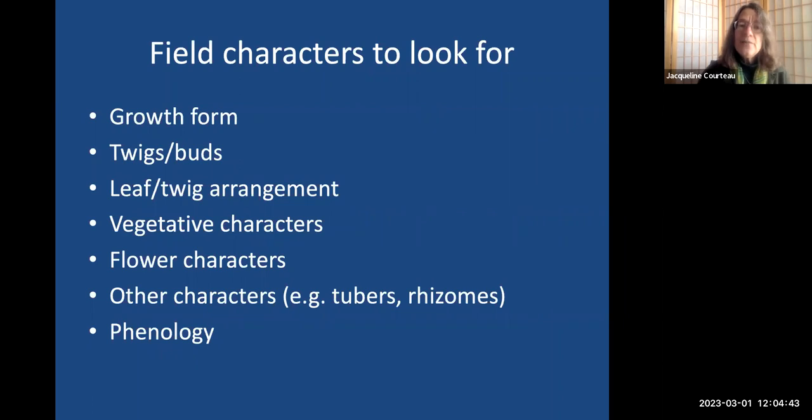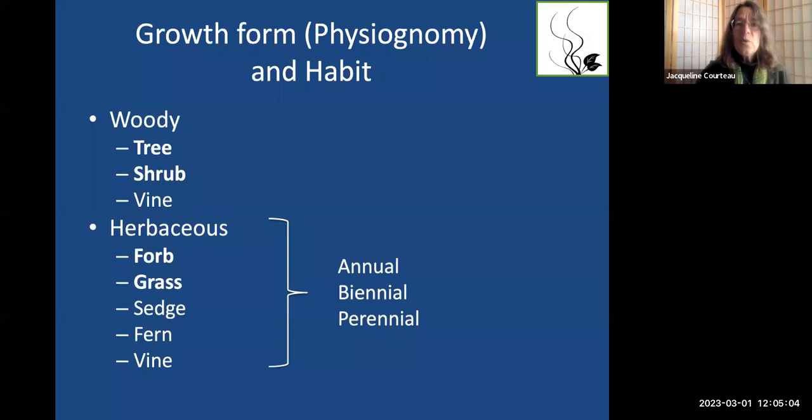A quick overview of field characters to look for: growth form, twigs and buds on woody plants, leaf arrangement, and on woody plants, twig arrangement, vegetative characters, that's leaves and stems on herbaceous plants, flower and fruit characters. Other characters like tubers or rhizomes can be key, and then phenology, when a plant blooms, can actually make a difference.